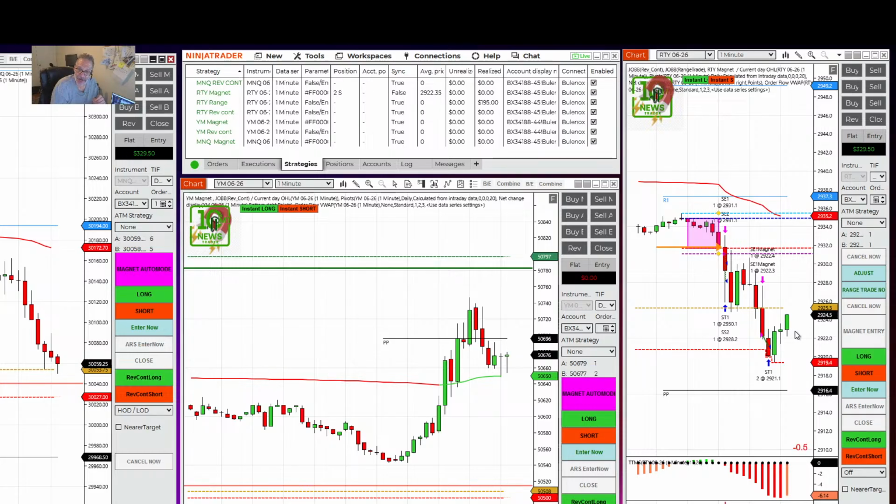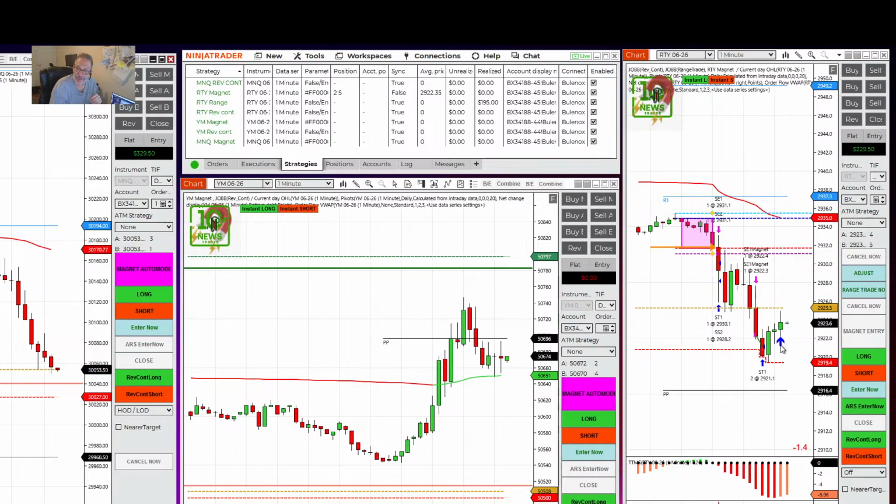RTY is going to generate a long signal here. It's going to be a very big stop. I probably would not take it. I prefer when the signal is much closer to the low. There's the signal.